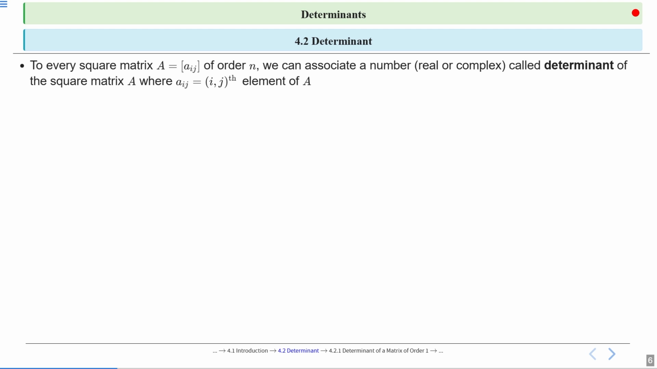To every square matrix A, represented as square bracket Aij, where Aij is the element of the matrix of order n, that is n cross n, n rows and n columns, we can associate a number, real or complex, called the determinant of the square matrix A, where Aij is the ith and jth element of A. Ij represents the element position in a matrix.